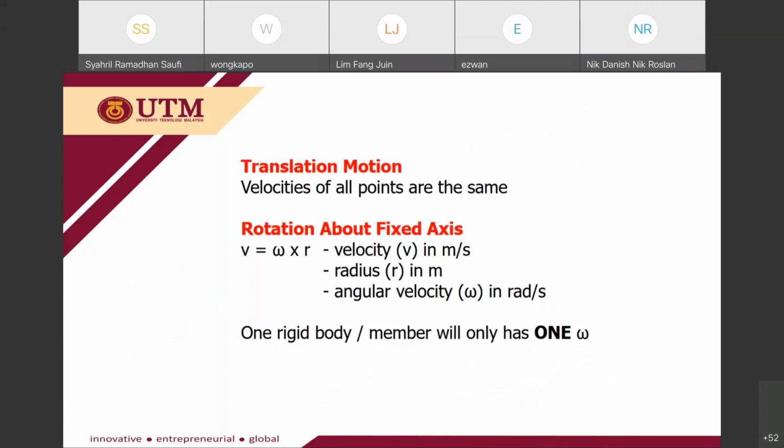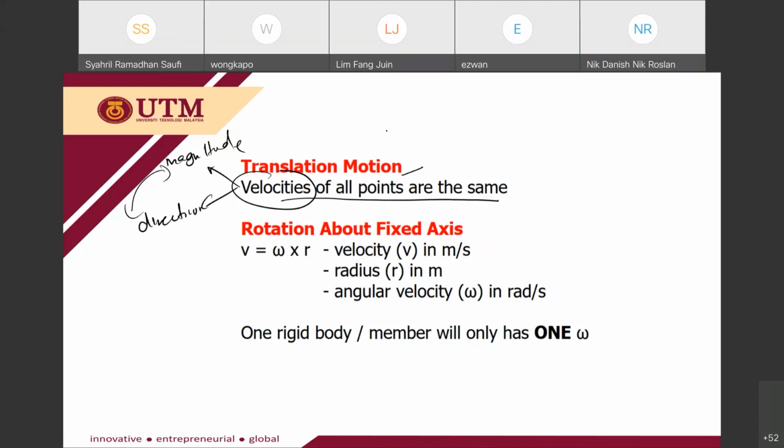Okay. So for the translation motion, velocity of all points is the same. Velocity means magnitude and direction. These two things should be the same, not just the magnitude. Direction also needs to be the same. Direction and magnitude of all points are the same for the translation motion.